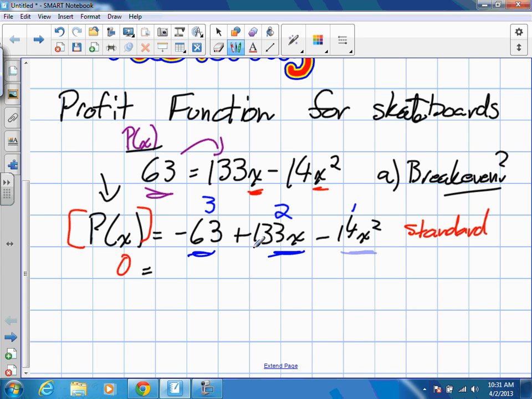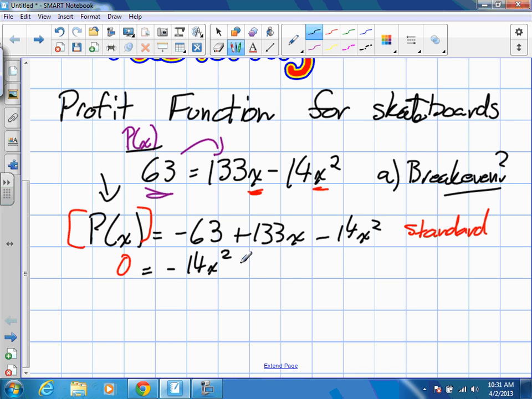So what we're going to do, just so it's easier for you guys, we're going to rearrange it. When I go to rearrange it, what would be my first term if I want it to be the variable with the highest exponent? That's right. We have to take the value in front and keep it when we move it. So we have negative 14x squared. Then we'll still have the positive 133x and minus 63.